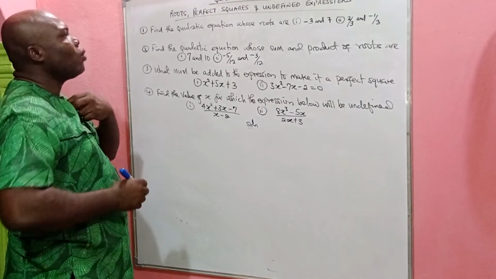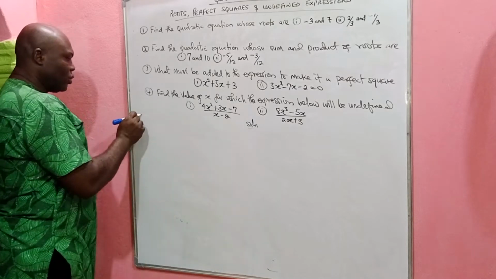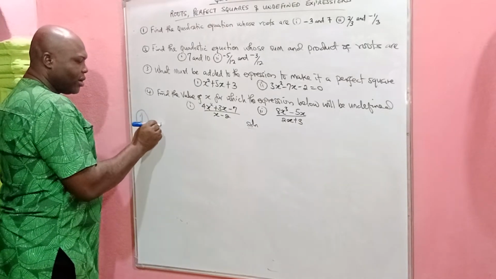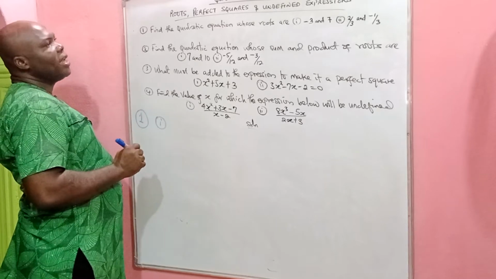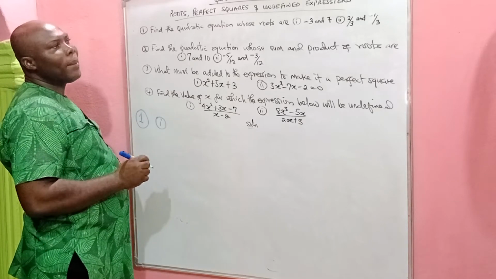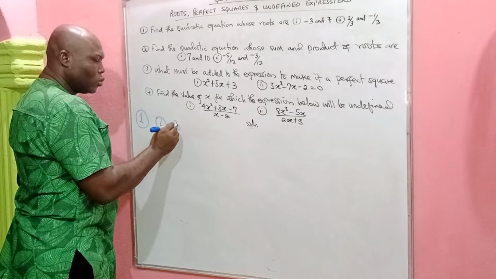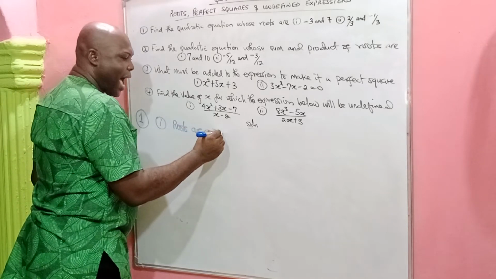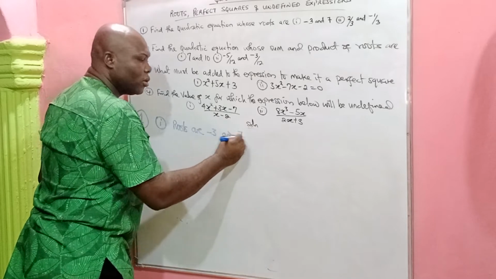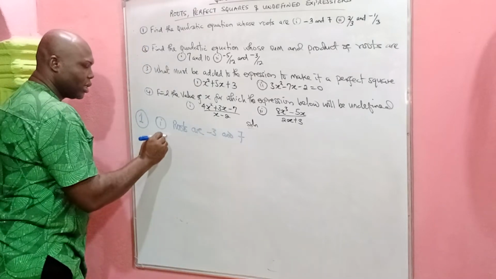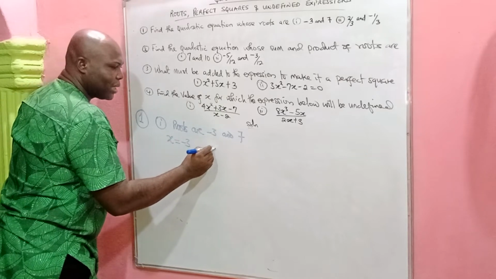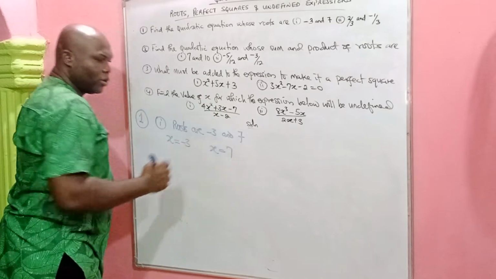It says find the quadratic equation whose roots are these. Number one, part I. They say we should find the quadratic equation whose roots are minus 3 and 7. So the roots are minus 3 and 7, and we want to find the quadratic equation. It means x will be equal to minus 3, and at the same time x will be equal to 7. Those are the roots.